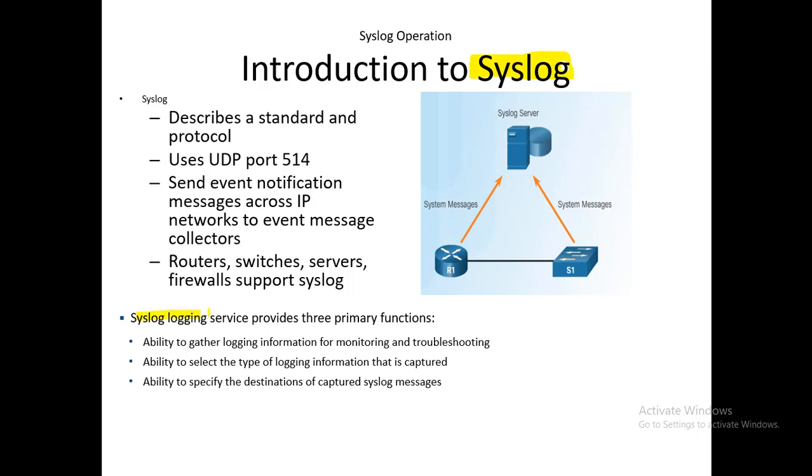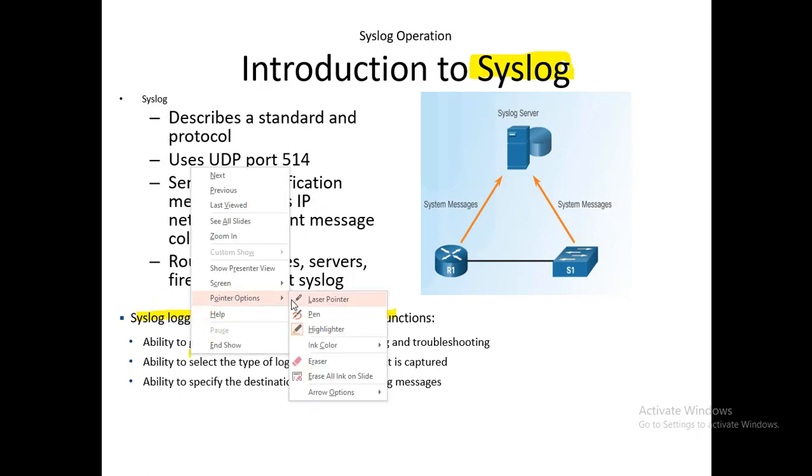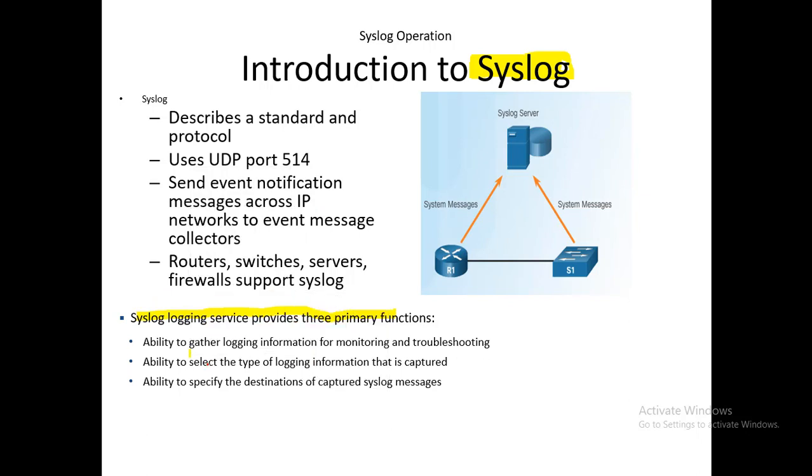Syslog logging services provide three primary functions. The first one is the ability to gather the logging information for monitoring and troubleshooting purposes. It has the ability to select the type of logging information that is captured, and lastly it has the ability to specify the destination of captured syslog messages. So these are the primary functions achieved by the syslog operation.